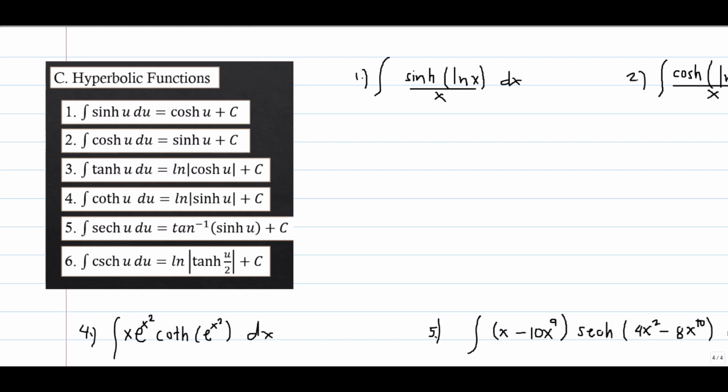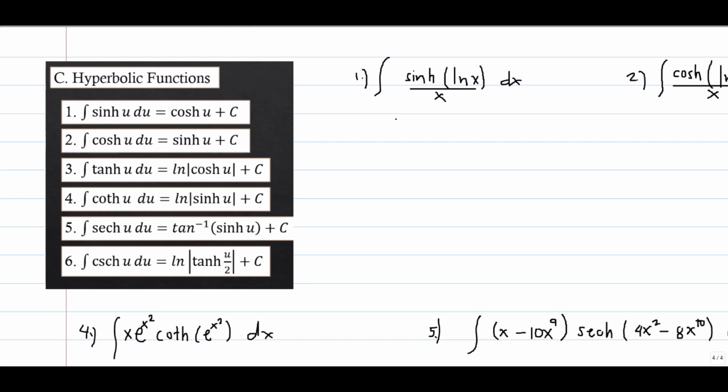The next is the integral of tanh u du is equal to ln cosh u plus c. Then the integral of coth u du is equal to ln sinh u plus c. Another is the integral of sech u du is equal to tan inverse sinh u plus c. Then the integral of csch u du is equal to ln the absolute value of tanh u over 2. These are the formulas for the integration of hyperbolic functions, which can be applied to our examples.